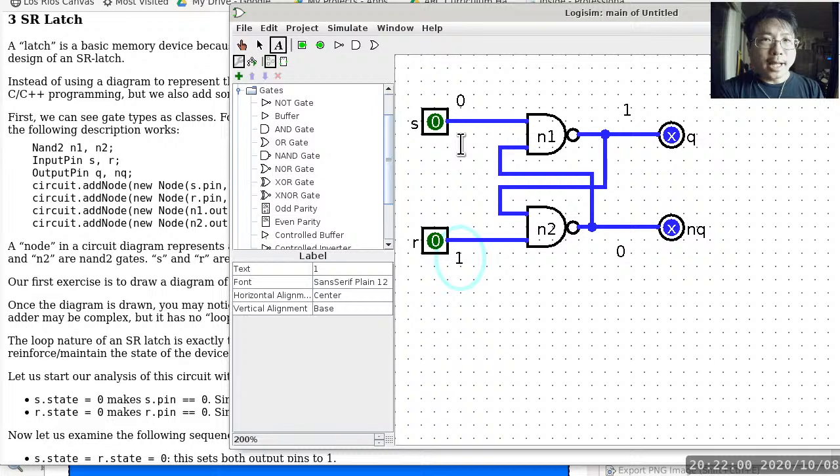And then at exactly this, change this to a zero. And at exactly the same time, I will change both inputs to ones. I have to remember to press the enter key for it to remember that. There we go.